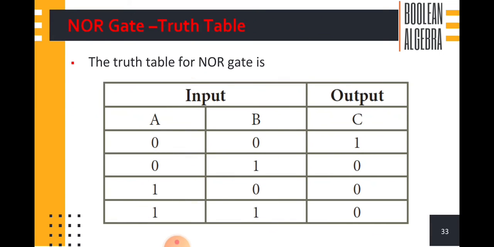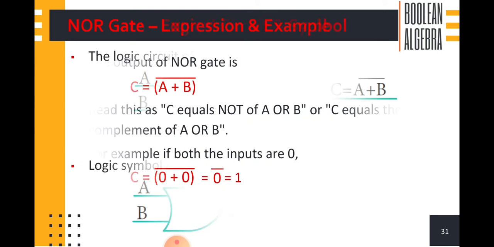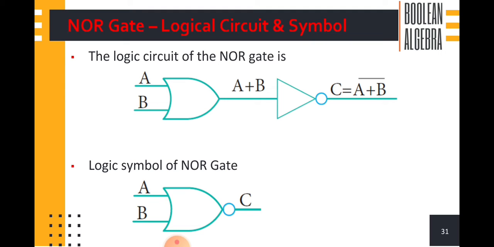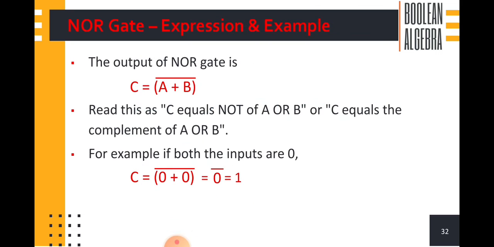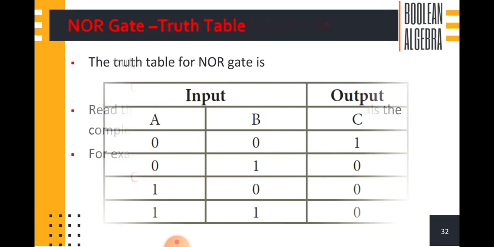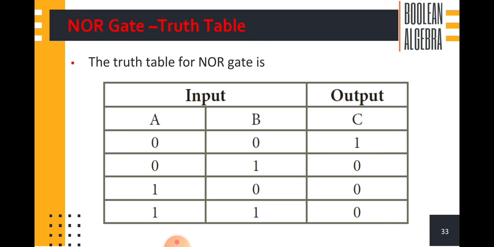Now you can see the truth table for the NOR gate. How many inputs are we passing? See this diagram. 2 inputs, A and B. So how many possible combinations does the truth table have? 2 power 2 is equal to 4. That is 4 combinations of values: 0 0, 0 1, 1 0, 1 1. So now you can see this truth table. We are passing 2 inputs A and B, and we are getting the output C.